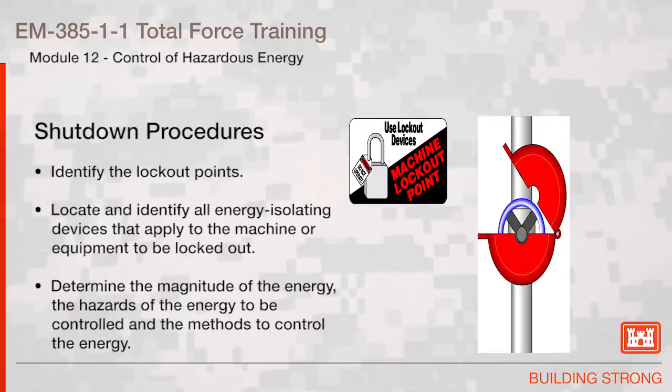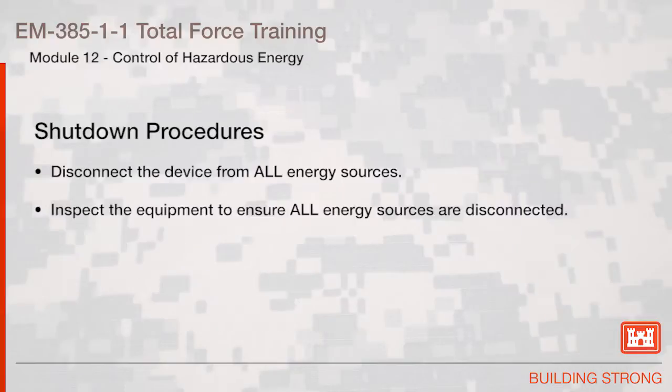Equipment shutdown procedures. You need to identify the lockout points, locate and identify all energy isolation devices that apply to the machine or equipment to be locked out, determine the magnitude of the energy, the hazards of the energy to be controlled, and the methods to control the energy. Disconnect the device from all energy sources. Inspect the equipment to ensure all energy sources are disconnected.